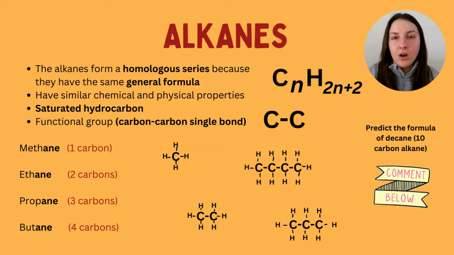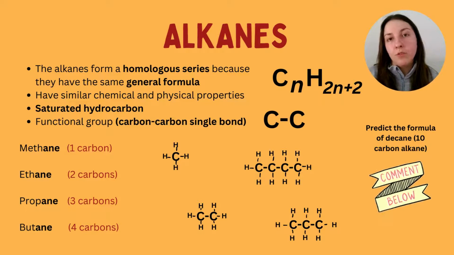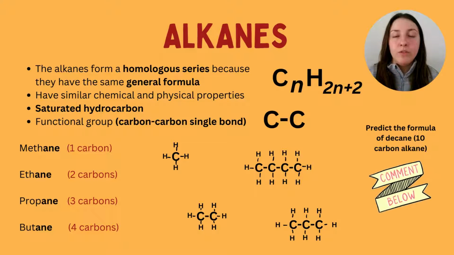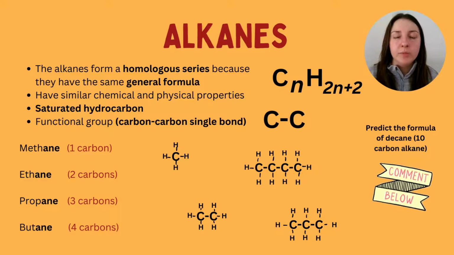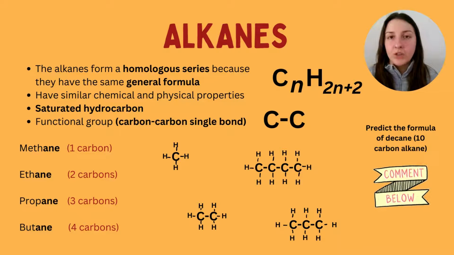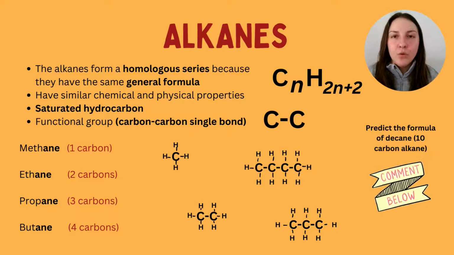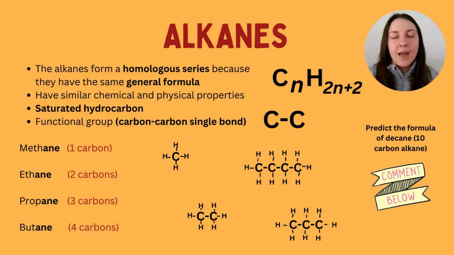So we know that they are going to have the same general formula, but also because they're in a homologous series, they have similar chemical and physical properties as well. They also have the same functional group, which is the carbon-carbon single bond. And this is what we call a functional group. We also can say that they are saturated hydrocarbons because that bond is single. If it was a double carbon bond, we'd say it was an unsaturated hydrocarbon in the case of alkenes, which we'll talk about in the future. The 4 hydrocarbon alkanes you need to know about are methane, which is the first one, ethane, propane, and butane.